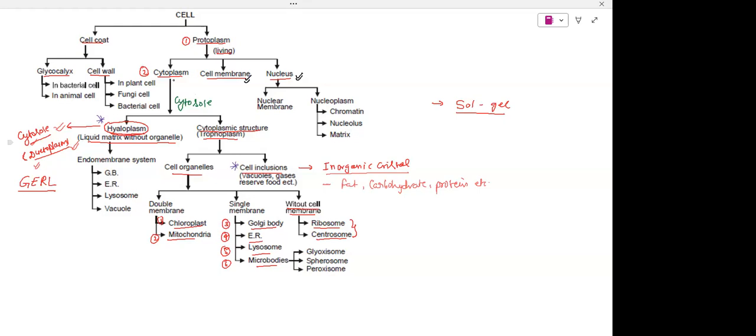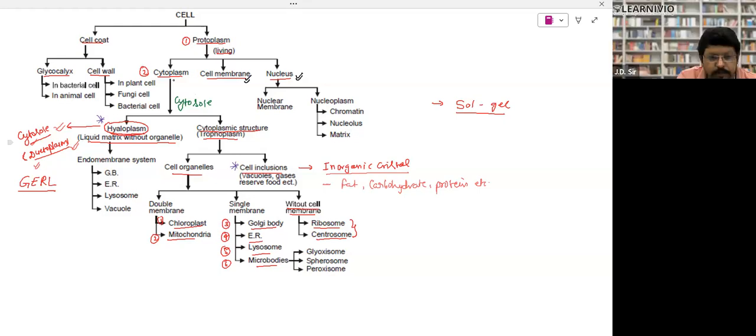Yeah, done, sir. Okay. One more thing which you need to note down. Cytoplasm, try to understand. Cytoplasm is further divided into two parts. Endomembrane system, right? Endomembrane system means this is the folding of membrane. So you have to write down that cytoplasm has two parts: endomembrane system and cytoplasmic structure, right?